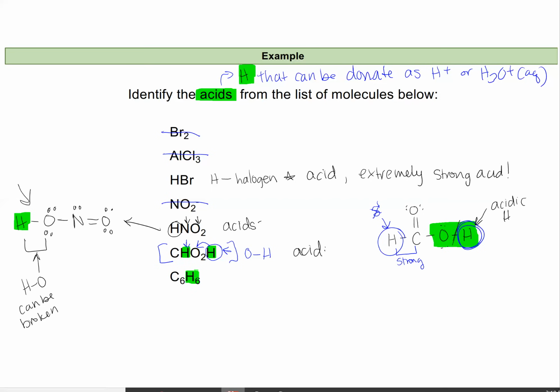C6H6. Well, we have 6 hydrogens. So while there is a hydrogen, which means it could technically be an acid, this one's actually not an acid. These hydrogens are all bonded to carbons. They have very strong bonds with one another. And there's not an electronegativity difference that's significant between them. So these are all bonds that will be hard to break. And so we don't consider this an acid. It can be forced to break this bond right here under more extreme conditions, of course.